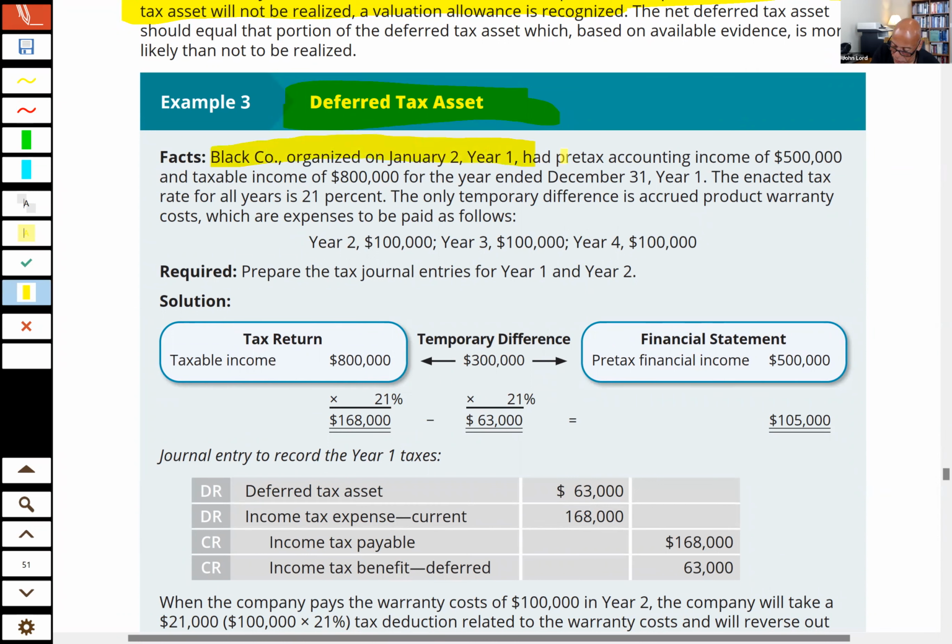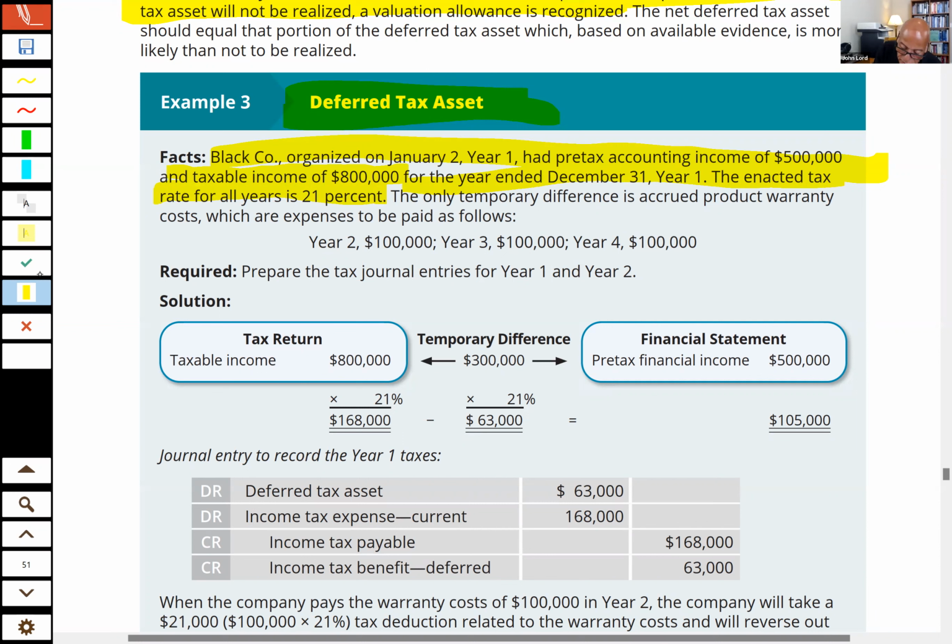Black company organized on January 2nd, year one, and had pre-tax accounting income of 500,000 and taxable income of 800,000. So what's happening? I'm going to pay the tax on something now to the IRS that by my GAAP purposes, I shouldn't have to pay tax. So GAAP is saying you're actually prepaying that, right? So that's going to generate a deferred, I should say, tax asset. Okay, so the enacted rate for all years is 21%. Some problems will show you a different enacted rate. If that's the case, you'd have to use that different enacted rate.